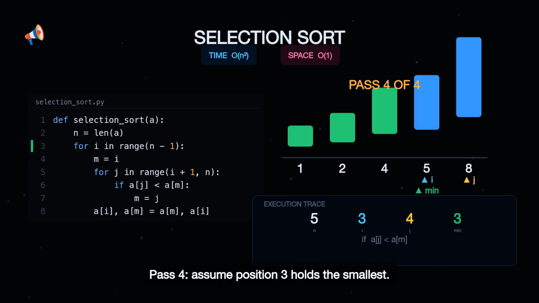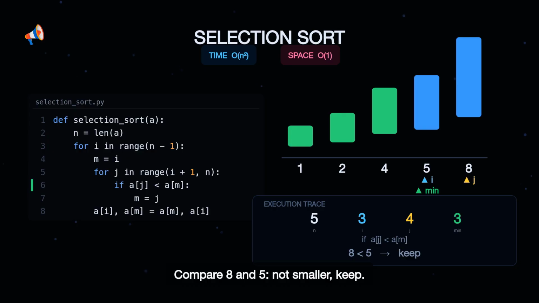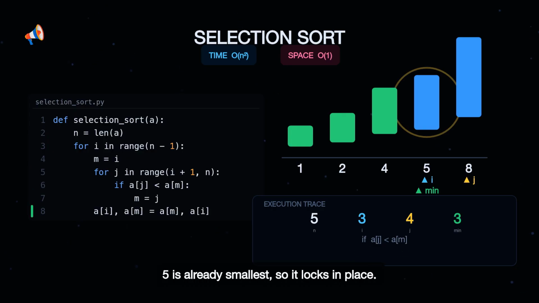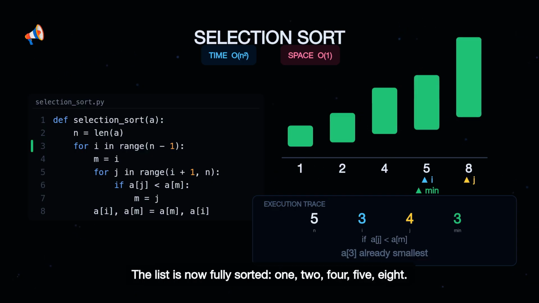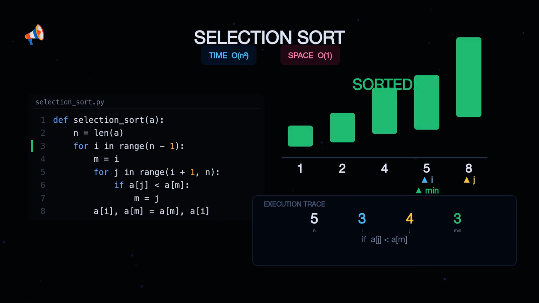Pass 4. Assume position 3 holds the smallest. Compare 8 and 5. Not smaller, keep. 5 is already smallest, so it locks in place. The list is now fully sorted. 1, 2, 4, 5, 8.